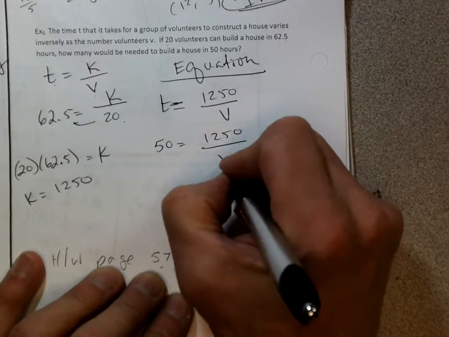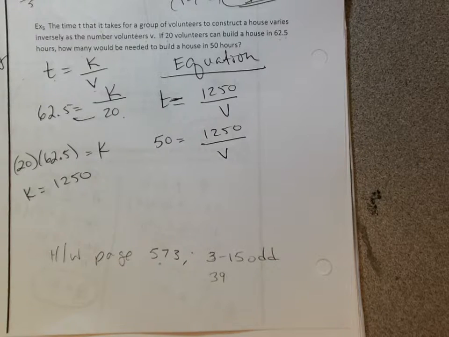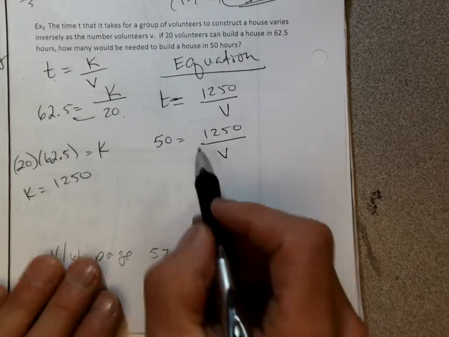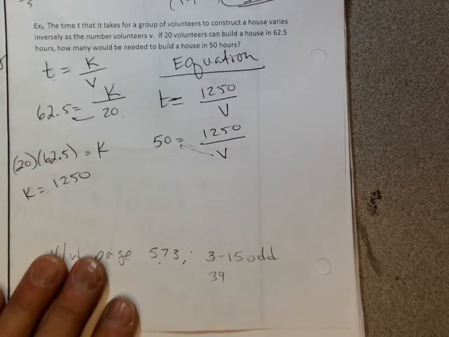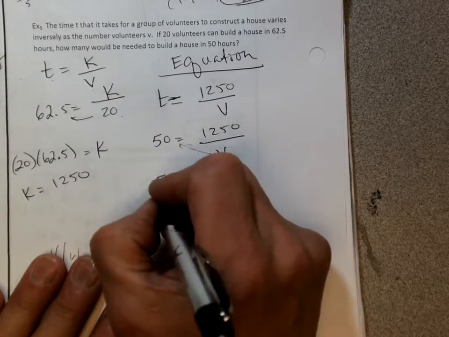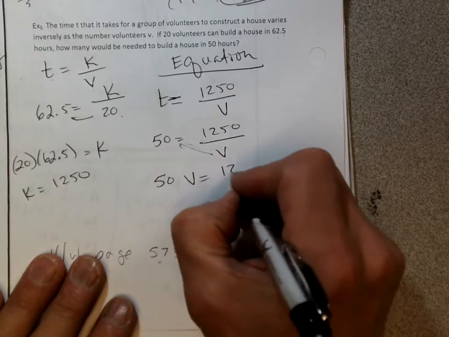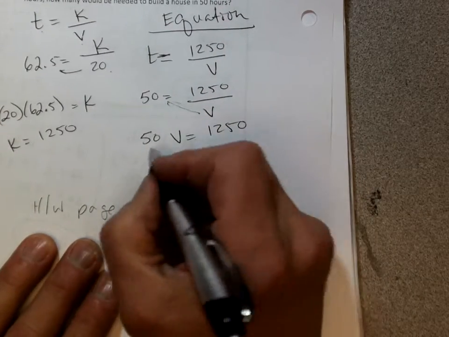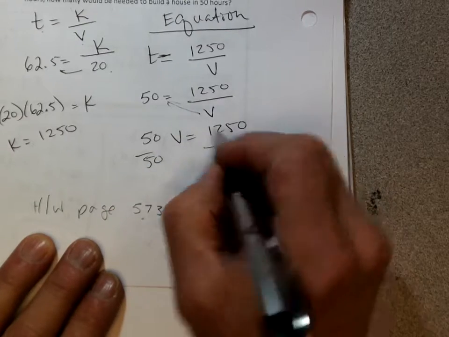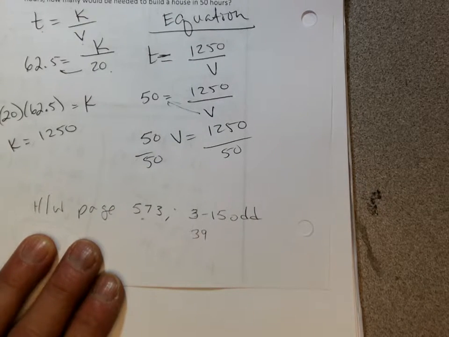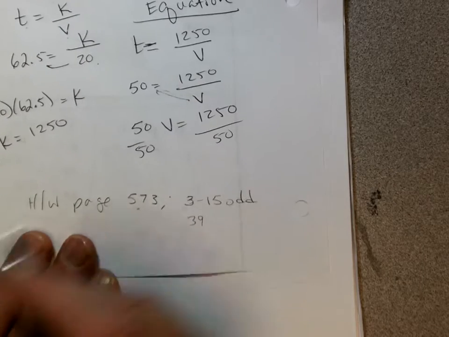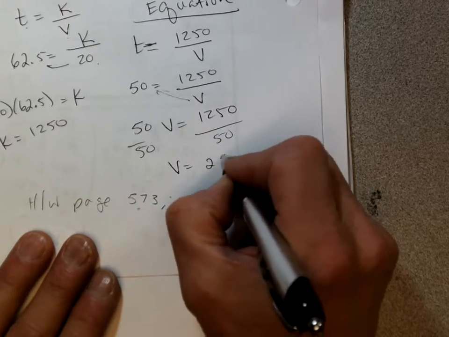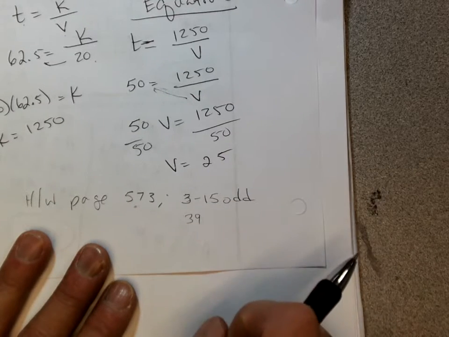50 equals 1,250 over V. Now I got to solve for V. Okay, so I just replace things. So let's multiply by V. You okay with that? So I'll have 50 V equals 1,250. Divide by 50. 1,250 divided by 50, and I get 25. So I need 25 volunteers to get the house built in 50 hours.